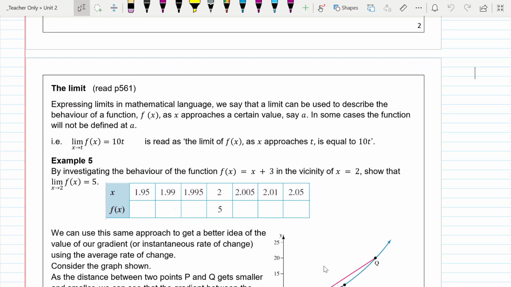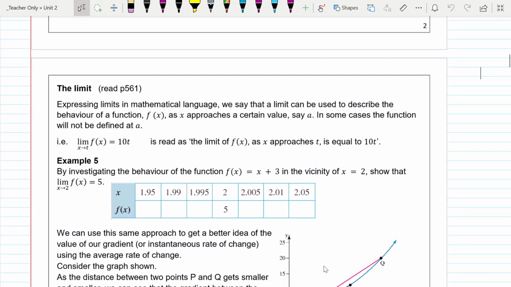Alright, grade 11s. Today we're going to be looking at the limit and what that means and what it implies in terms of a function and the rate of change of a function, or the gradient of that function. Alright, this is new language. It's new terms that you're going to have to get used to. And the more you use them, the more you're going to get used to them.